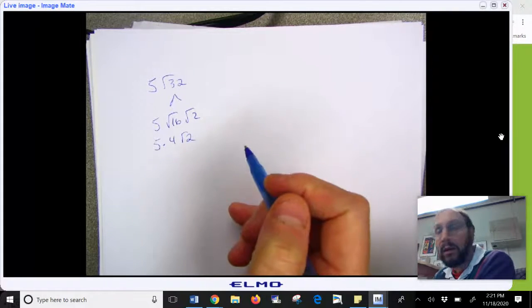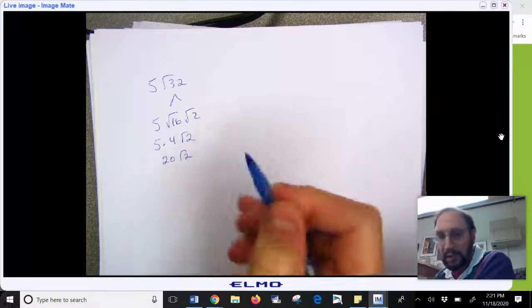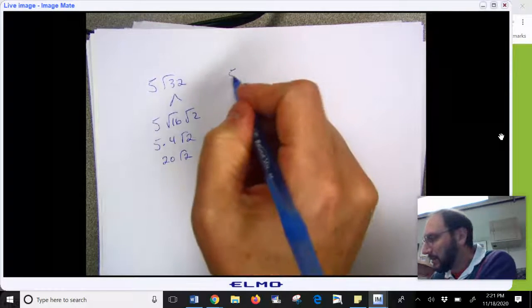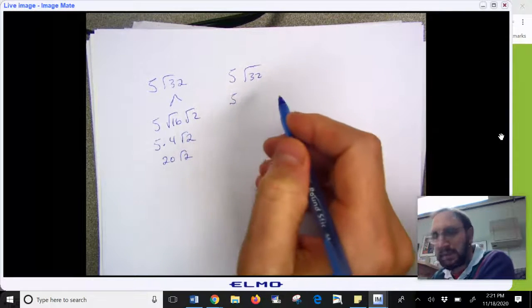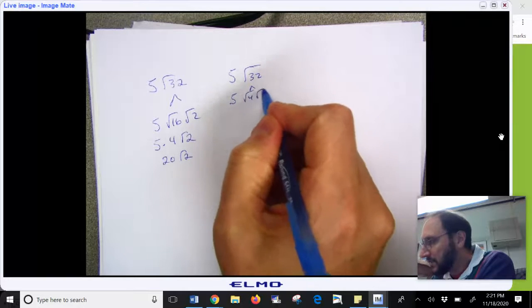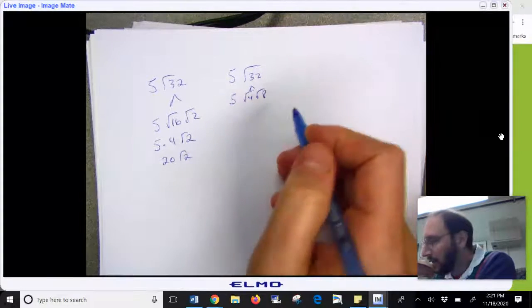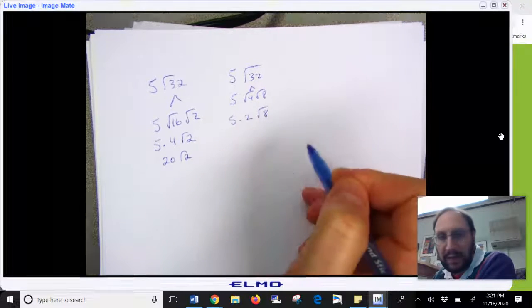And therefore, we would do 5 times 4 on the outside, which is 20, square root of 2. Now, it's possible that you might have done this problem, but maybe not gotten the largest perfect square. So for instance, if you broke this down to 4 times 8, because 4 is a perfect square, you might have had 5 times 2 on the outside and 8 on the inside.